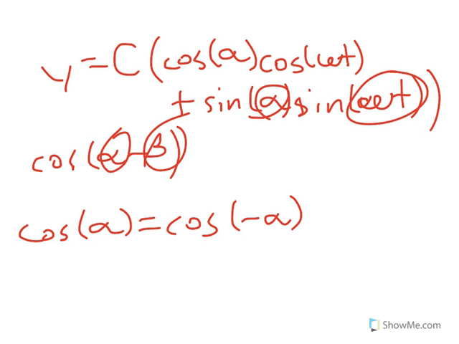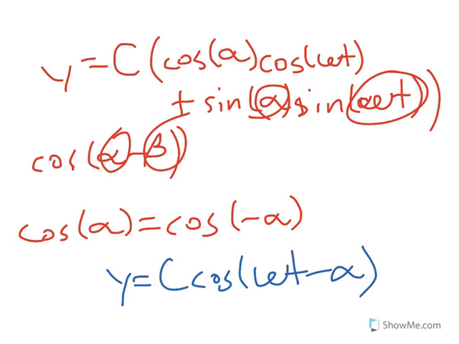So after using the cosine addition formula, we finally end up with the desired form, y equals c cosine of omega t minus alpha.